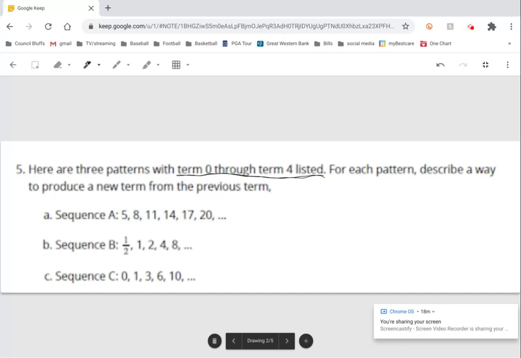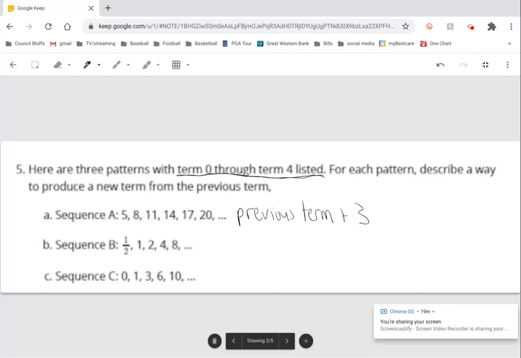Now, to answer the question, describe a way to produce a new term from the previous term. So if we look at sequence A, it looks like we're adding 3 each time. So to produce a new term from the previous term, we take the previous term and we add 3. Okay. 5 plus 3 is 8, plus 3 is 11, so on and so forth.